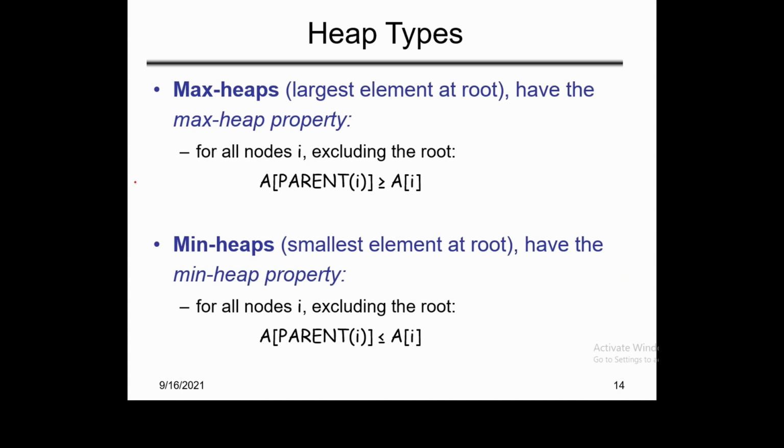Okay, so these are the two types of heap, max heap and min heap. I have already told you this. In the max heap, the value of every node will be greater than or equal to its child node. In the case of min heap, the value of any node will be less than or equal to its child node. So in a max heap, the largest element will be at the root, and in a min heap, the smallest element will be at the root. That is, A of parent(i) is greater than or equal to A of i, and A of parent(i) is less than or equal to A of i.